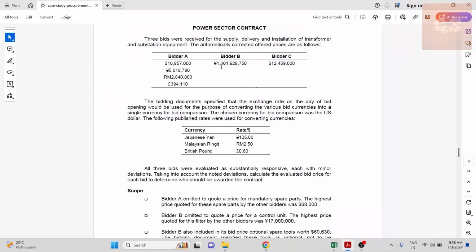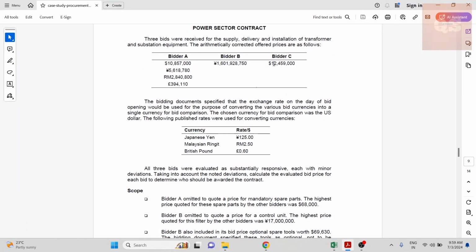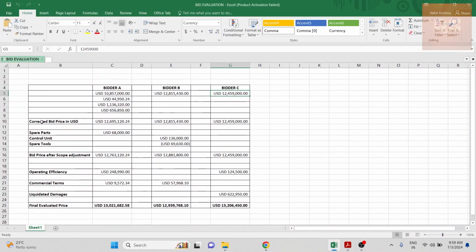Bidder B is 1.6 million ringgit. Converting 1.6 million to US dollars, we get around 12.8 million, and bidder C is directly given in US dollars, 12.4 million. So after converting the bid prices into US dollars, we get these prices: bidder A is 12.6, bidder B is 12.8, bidder C is 12.6. Now let's look into the different scope details.